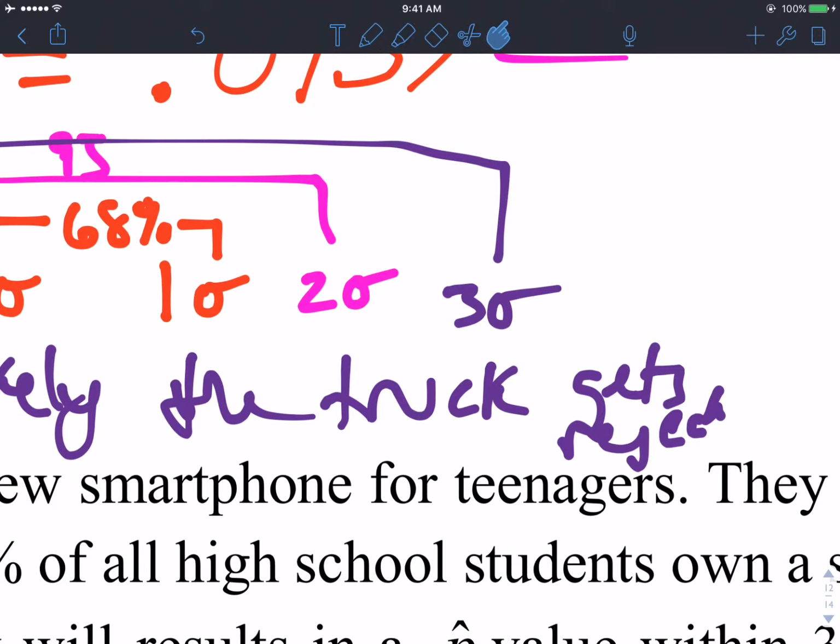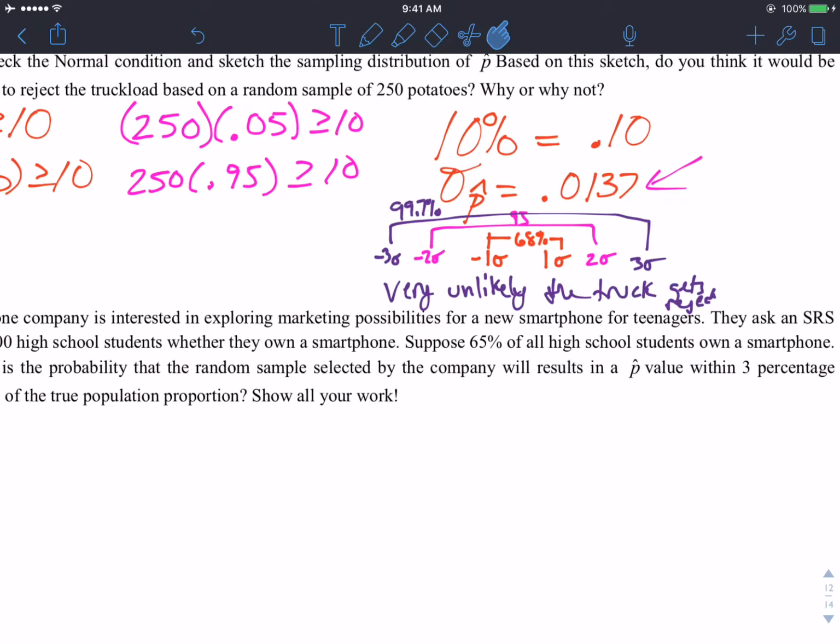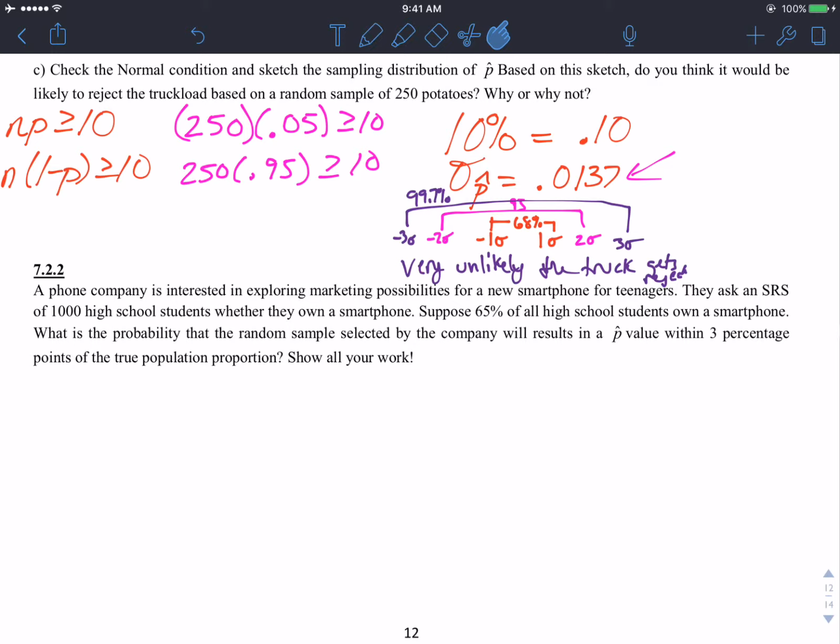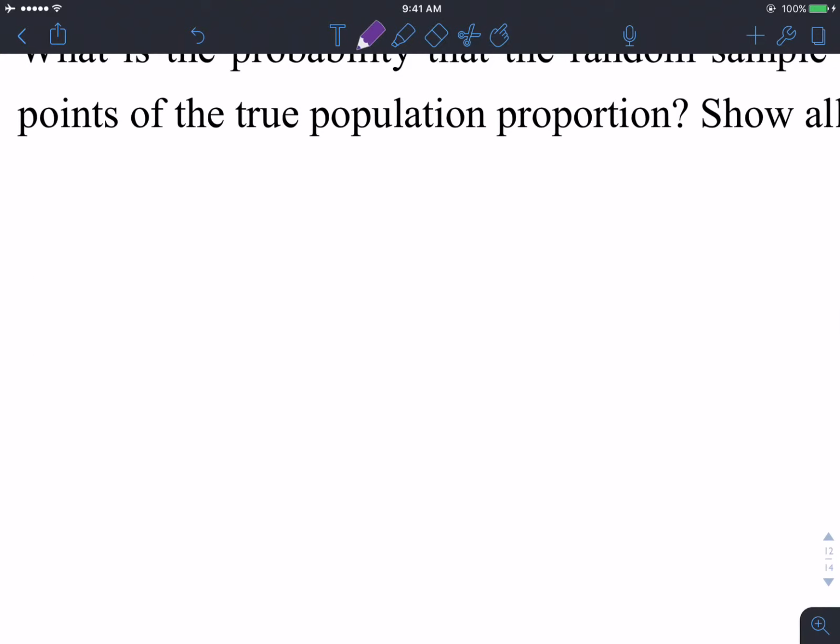The next one talks about a phone company interested in exploring the possibility of a new smartphone for teenagers. They're going to ask a simple random sample of 10,000 high school students whether they own a smartphone, and say 65% of students do. What is the probability that a random sample selected by the company will result in an estimated p proportion value within 3 points of the true population proportion? Try to show that this is a normal curve.